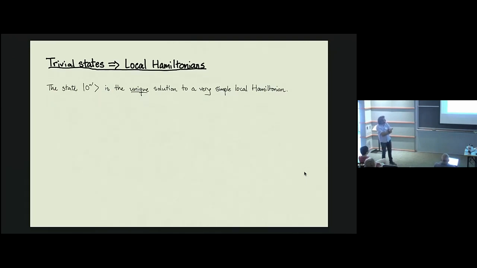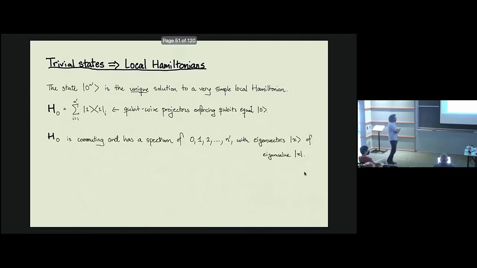If I take the state 0, it's the unique solution to a very simple local Hamiltonian, the Hamiltonian H0, which is just single qubit projectors onto each of the particles that just make sure that it's sitting in the 0 state. It just projects against the 1 state, right? And this Hamiltonian, because of its simplicity, is really easy to analyze. It's commuting. It has a very simple spectrum. Its spectrum are just integers, and the eigenvalues, for any eigenvector, just correspond to Hamming weight, right?